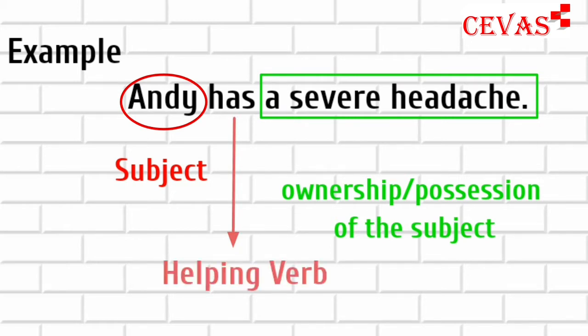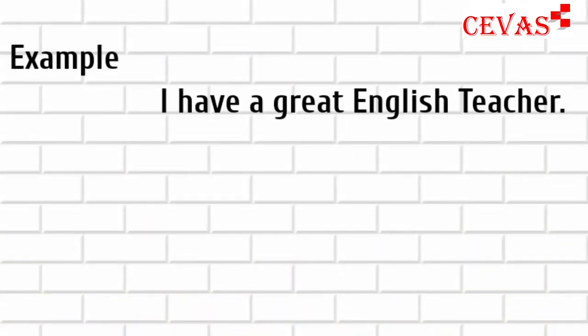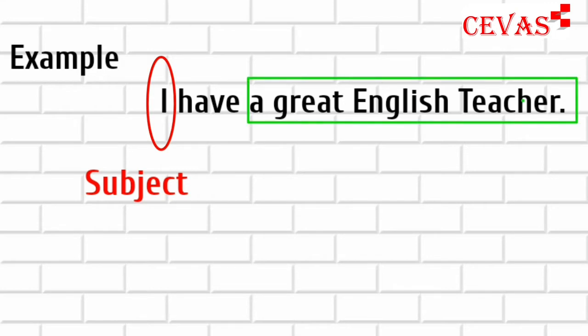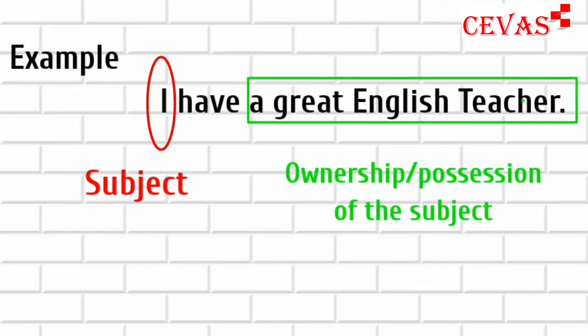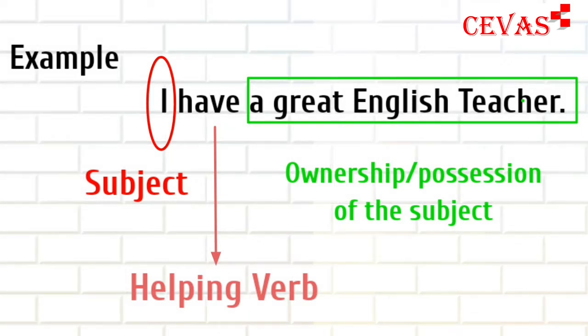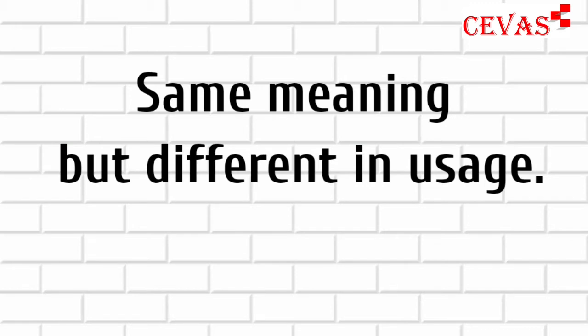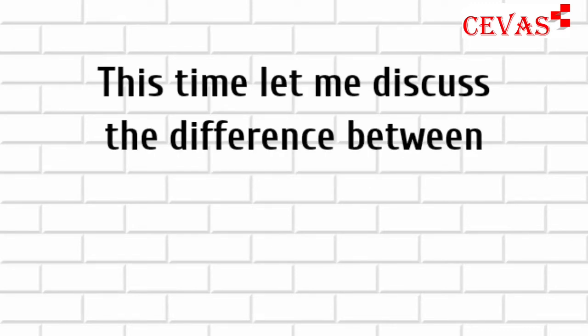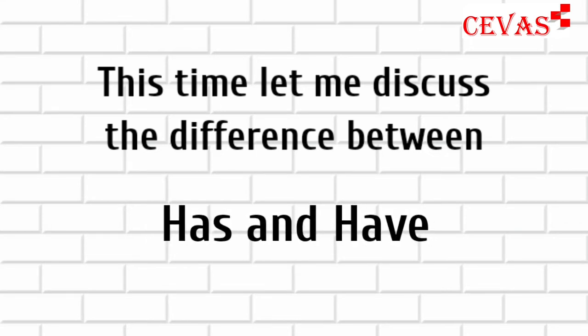Now let me give you another example. I have a great English teacher. Our subject or pronoun used is I, and the great English teacher is the ownership of our pronoun I. So we use have as our helping verb. They have the same meaning, but differ in usage. This time, let me discuss the difference between has and have.